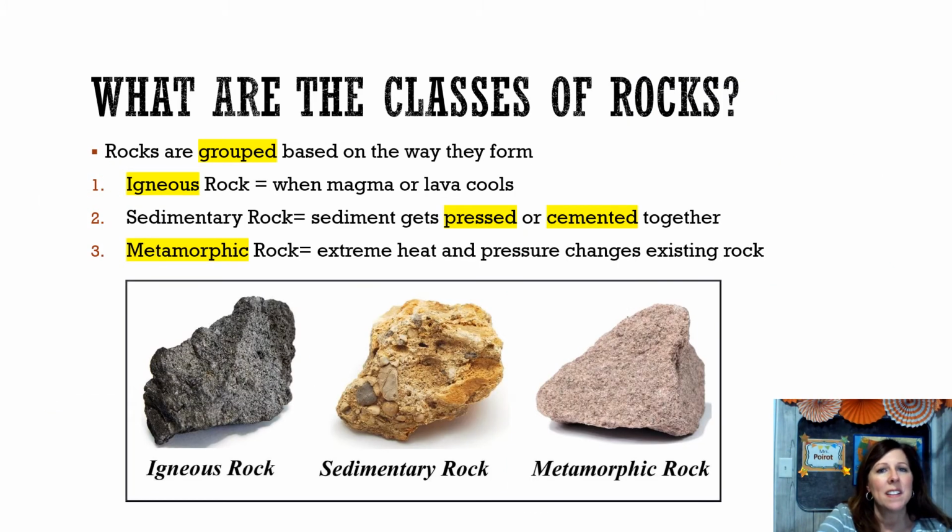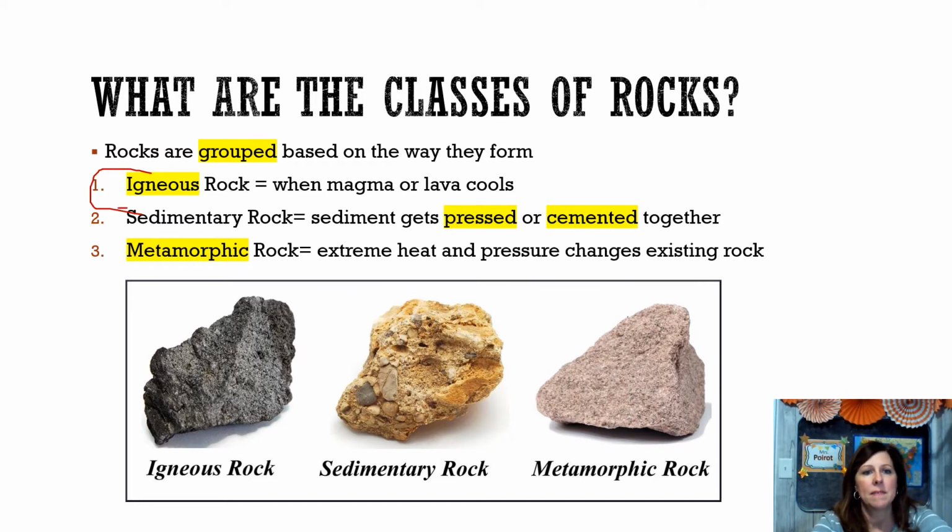So what are the classes of rocks? Rocks fall into three major classes based on how they form. Igneous rocks form when magma or lava cools and hardens to become a solid. And that can happen below Earth's surface or on top of Earth's surface.